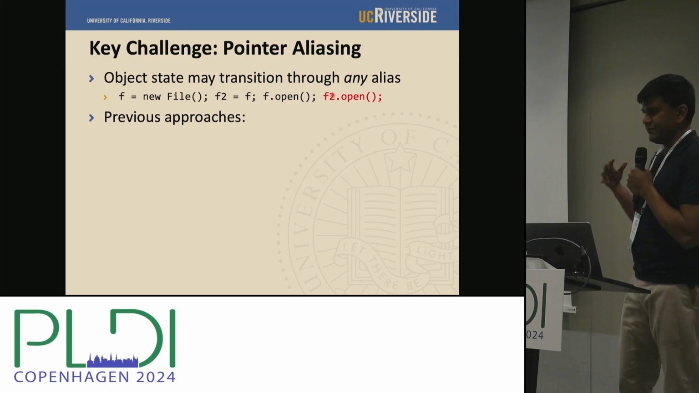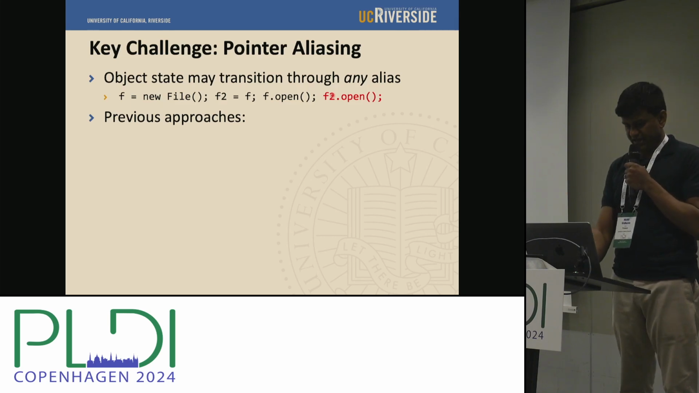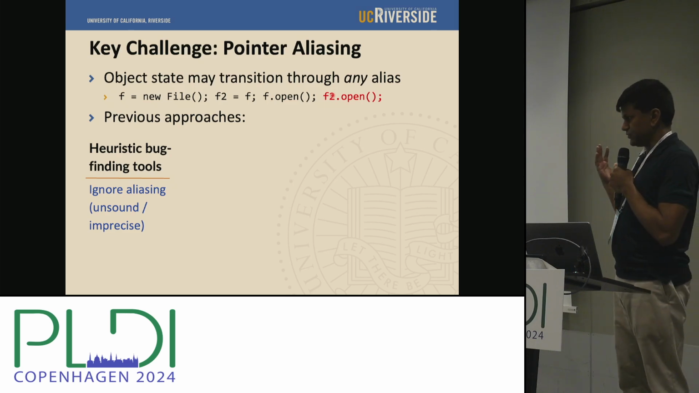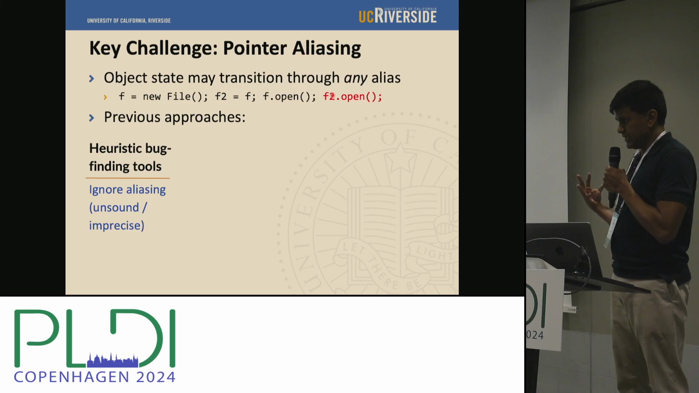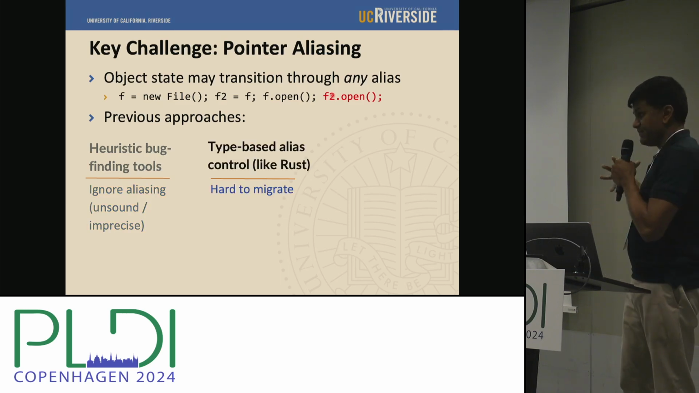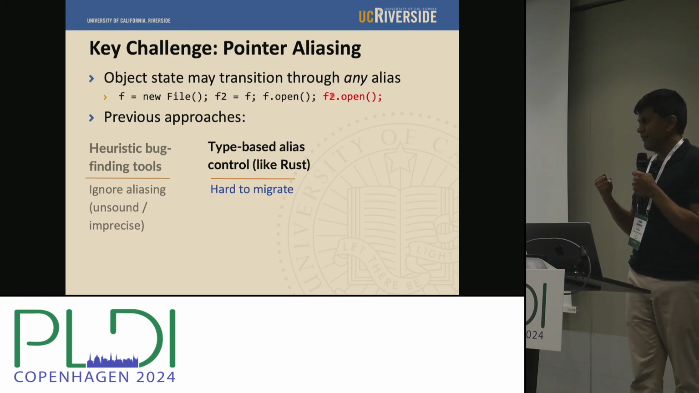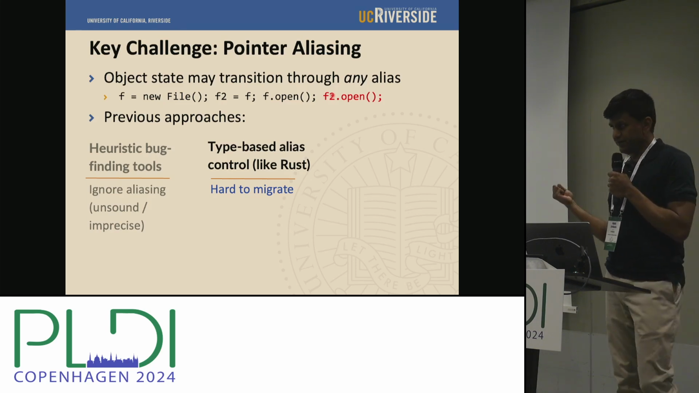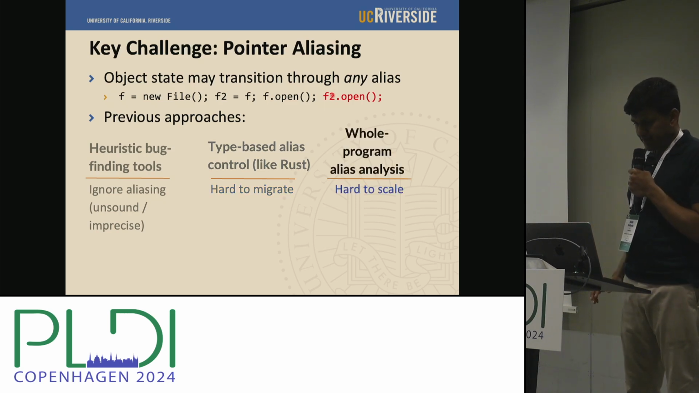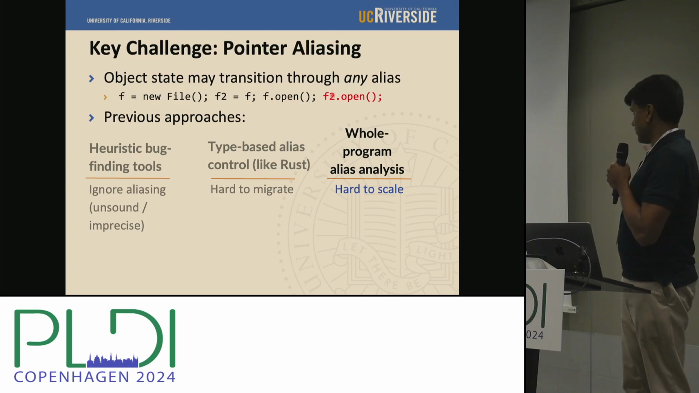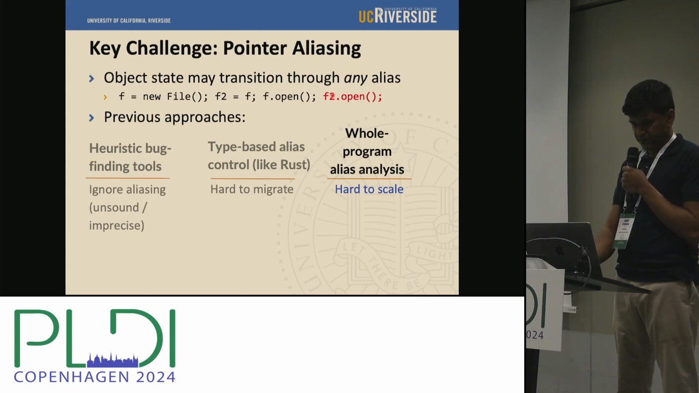And the previous approaches, I gave you this breakdown before. You can also break them down by how they handle this problem of pointer aliasing. So the heuristic bug finding tools, for the most part, just ignore aliasing. And this is what leads to them being both unsound and imprecise. Then we have the type-based alias control, right? So this was the ownership types in Rust, which basically give you strong restrictions on how you create and use aliases. That helps a lot in verifying these properties, but it's hard to migrate existing Java code to use that kind of discipline. And finally, there's whole program alias analysis, right? Just try to track all the aliases, but this is hard to scale and hard to turn into an incremental analysis that's suitable for CI.